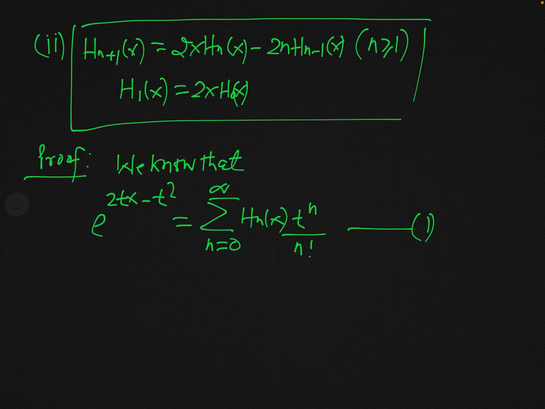Now we will differentiate both sides of this equation with respect to t. When you say that we are going to differentiate it with respect to t, it means we will keep x as constant. So keeping x as constant, we are going to differentiate this expression with respect to t.